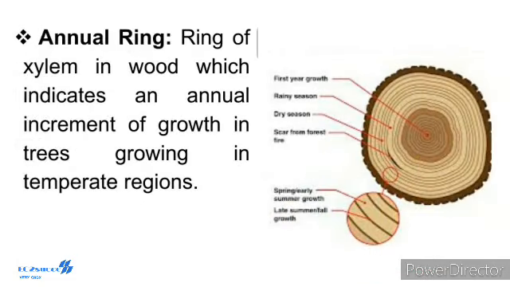Annual ring: a ring of xylem in wood which indicates an annual increment of growth in trees growing in temperate regions. The formation of secondary xylem is sharply affected by the environmental condition. During spring and summer, that is the favorable season, cambium is more active and produces a greater amount of wood. The wood is lighter in color and consists of larger and wider xylem elements. It is called spring wood or early wood.